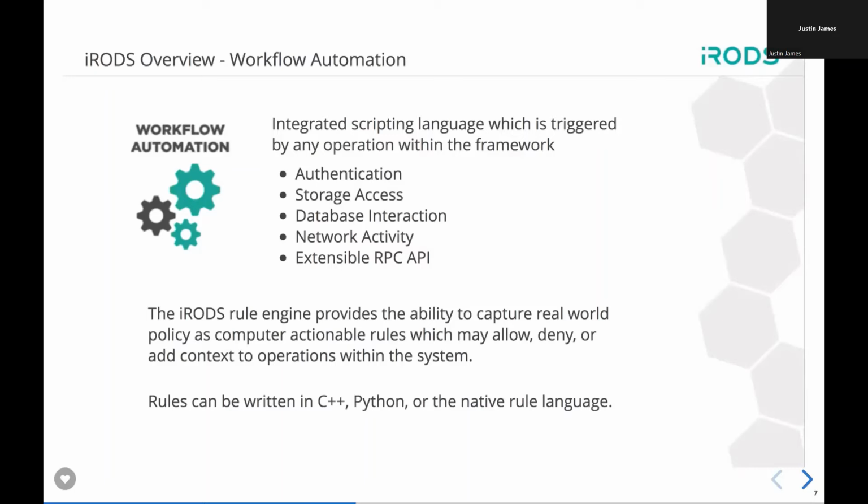But anyway, any operation like authentication, storage access, database interaction, network activity, those all have policy enforcement points associated with them. And these rules can be written in the native rule language, but as of the last 5 years or so, there are other rule language plugins, so you can do it in C++ or Python. The user community may have created other rule languages for the rule engine as well. These are the three that we support as far as our integration testing.